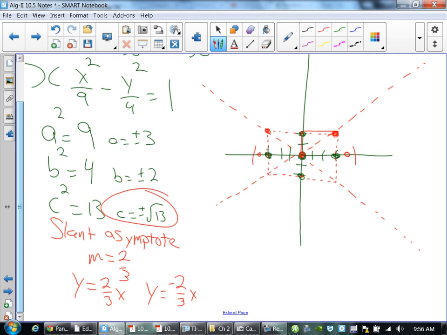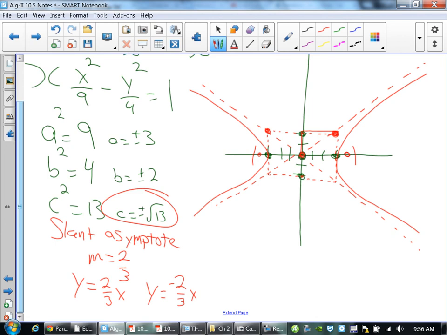Now here's how you graph this. This is really cool. Hug your asymptote, go through the vertex, and hug the asymptote. Hug your asymptote, go through the vertex, hug your asymptote.